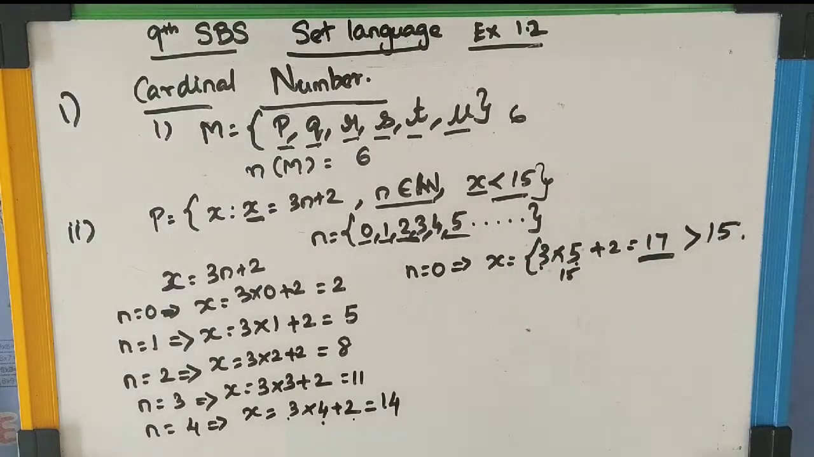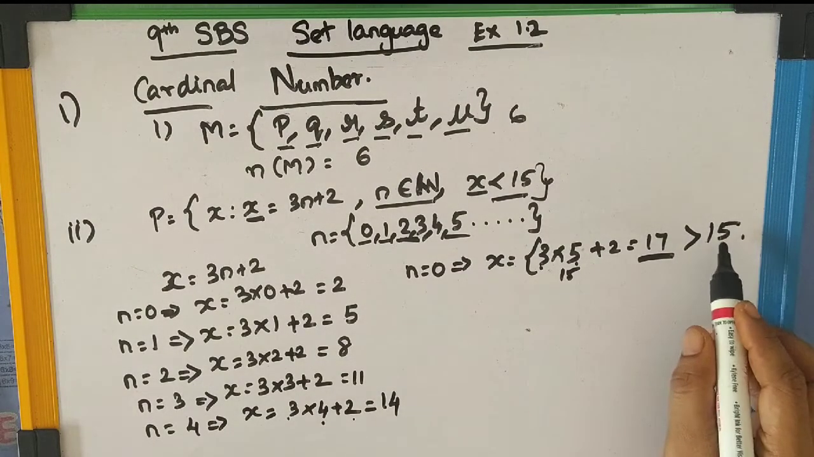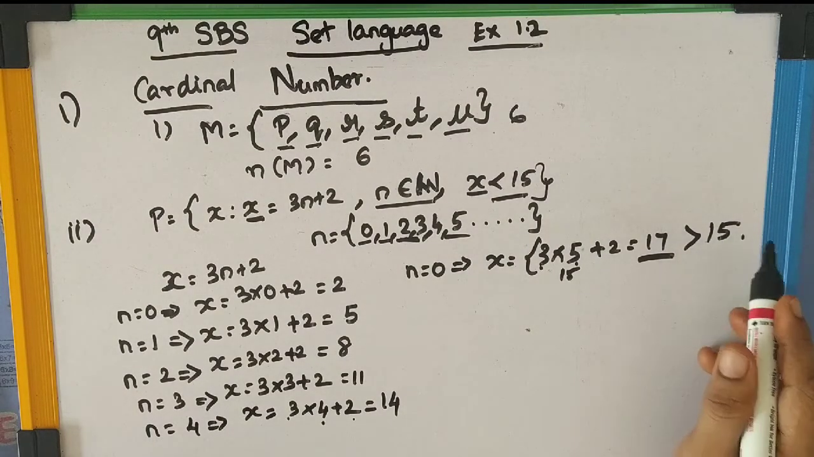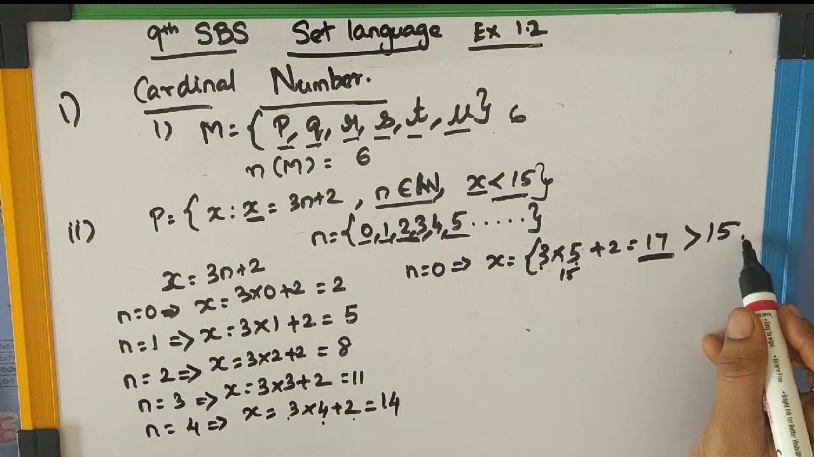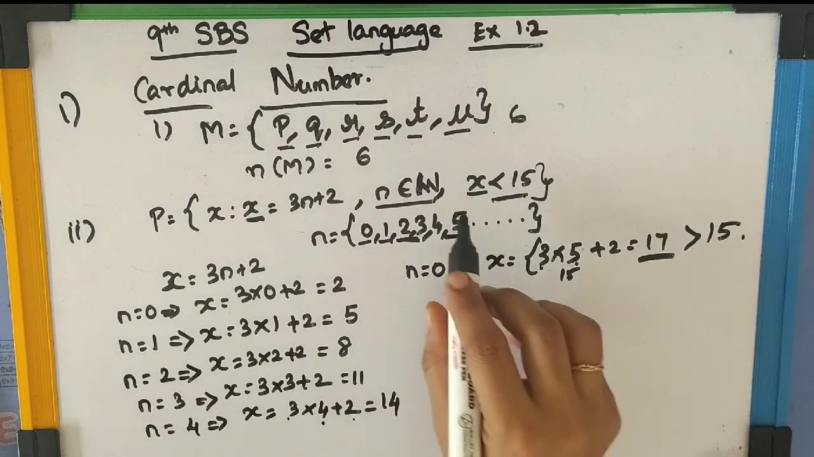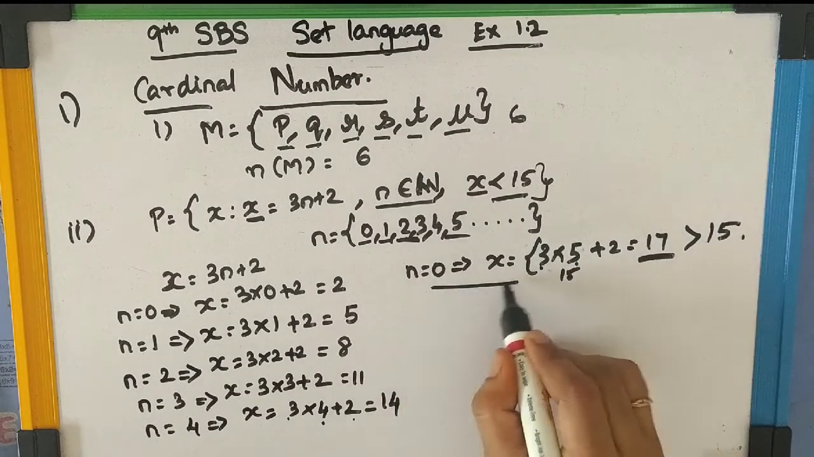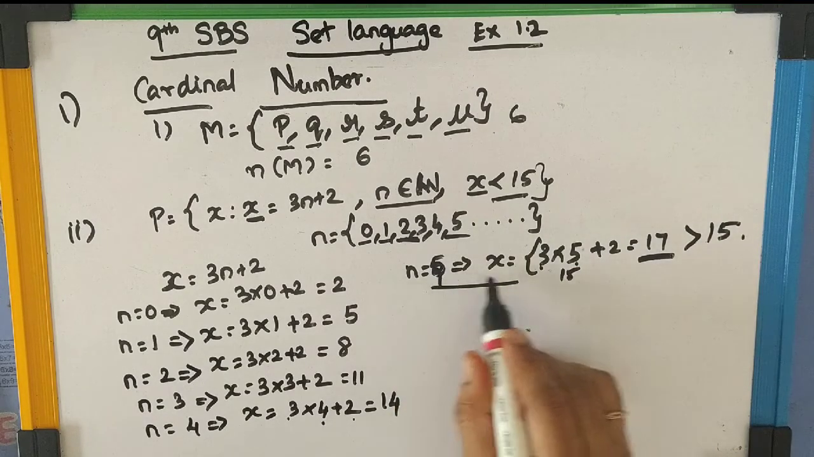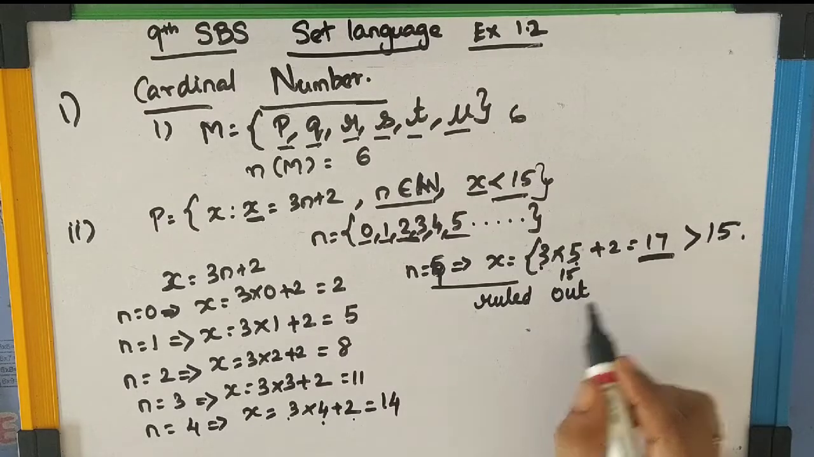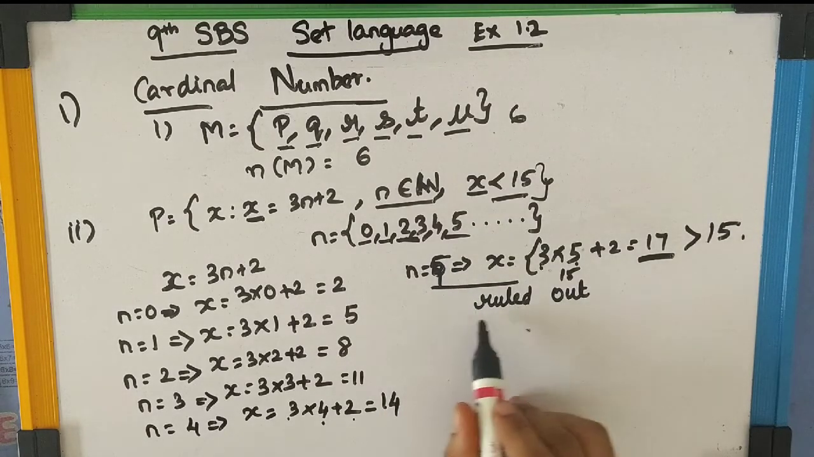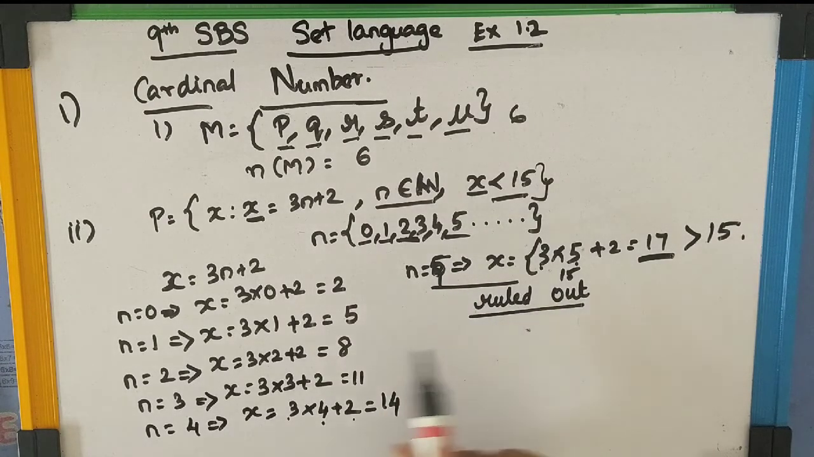But x must be less than 15. Sorry, I have written n is equal to 0, but it's wrong. You should write n is equal to 5 here. So, this should be ruled out, because the answer is greater than 15 and x must be less than 15. So, this n is equal to 5 is ruled out.